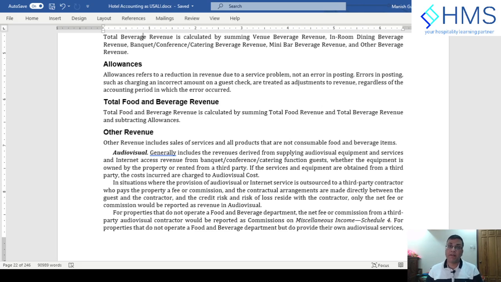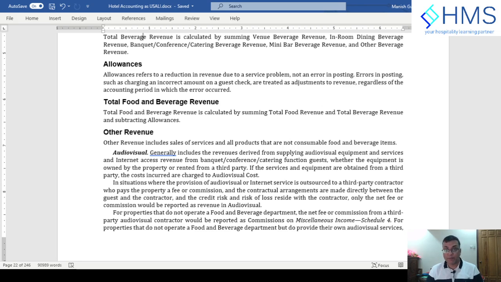So in that case, the revenue will go into the revenue, and the cost of that rental will go as a cost of audiovisual, not the net margin going into the revenue, which is normally practiced by many hotels. And this is a point of contention between management and operating parties, because the management fee is usually based on gross operating revenue, not on the net profit. So if you record the net amount, the gross operating revenue will get reduced, which is not correct as per the management agreement.